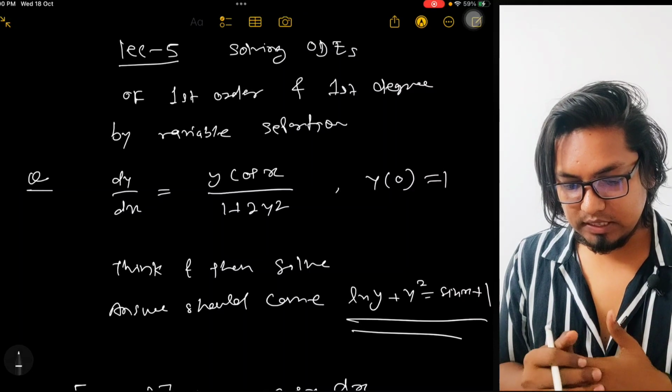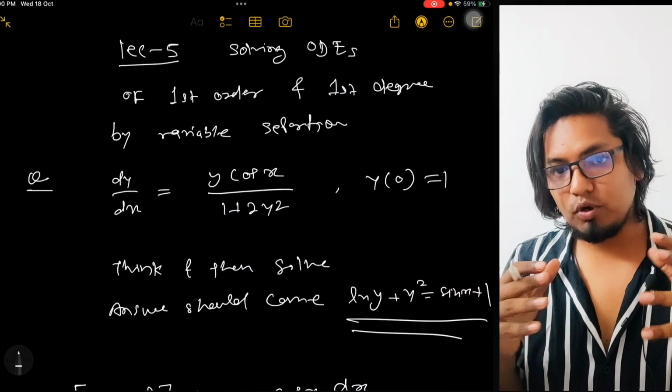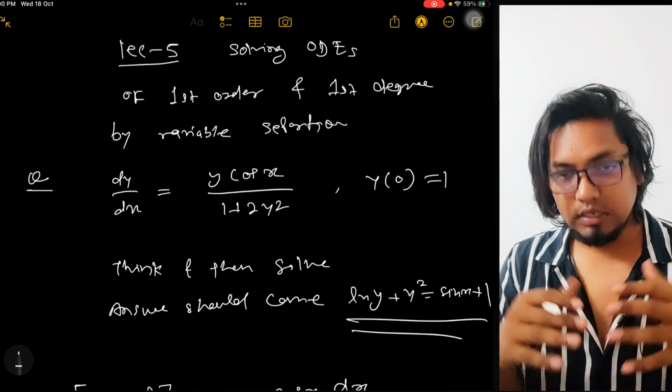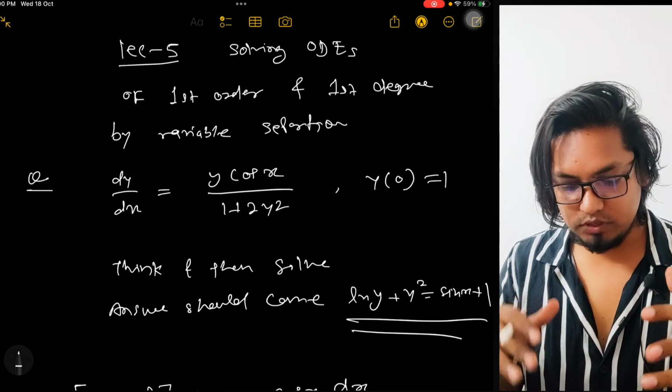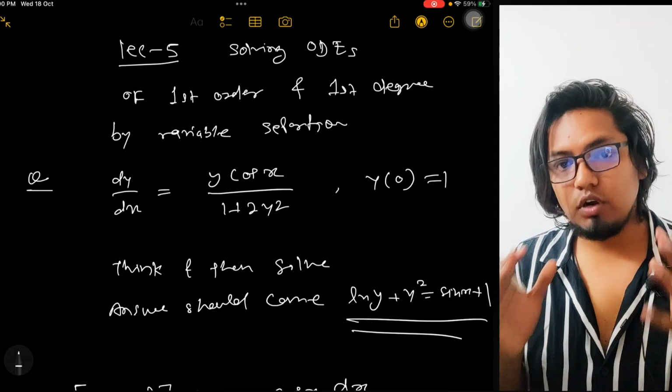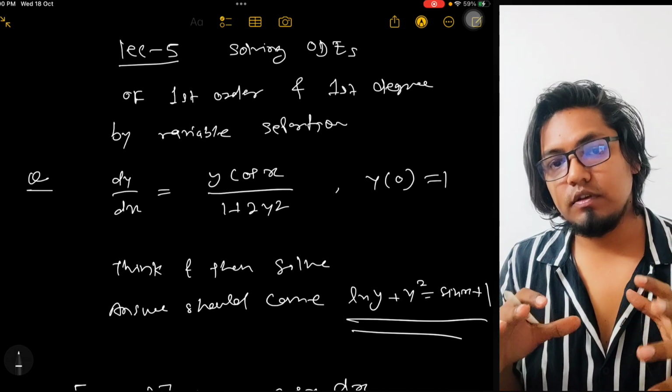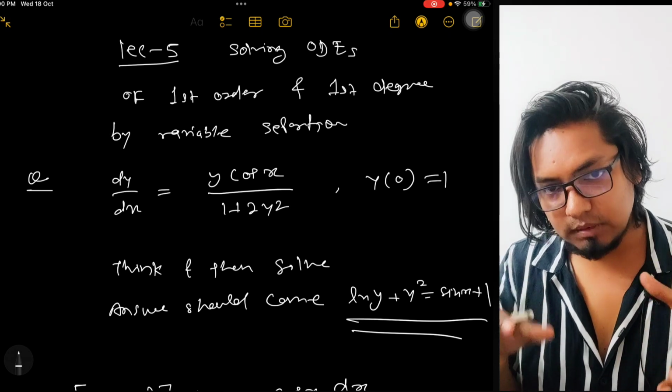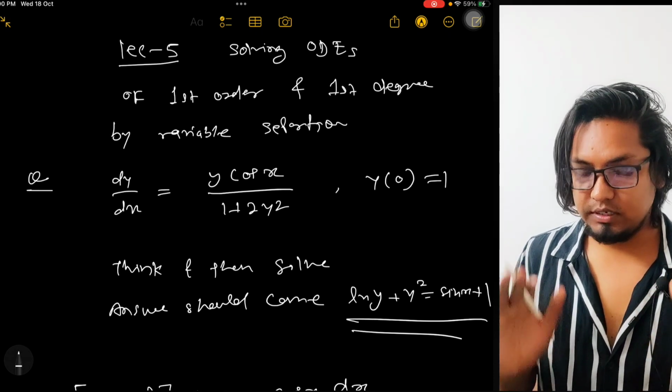So let's start. This is lecture 5, solving ODE. Same problems, the topic I solved in the fourth one. Based on the same method, we will solve some more questions. As I said, you don't have to practice anything separately. Whatever practice, everything we will do here itself. So a sufficient amount of questions, sufficient examples, all the tricks and techniques we will discuss here.